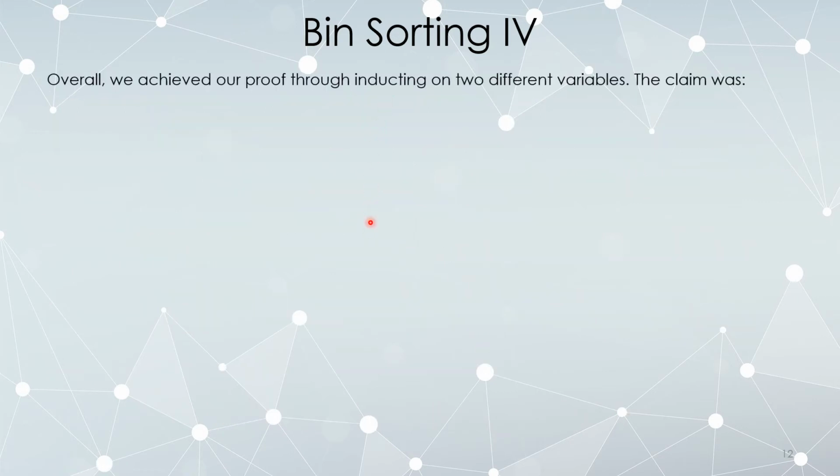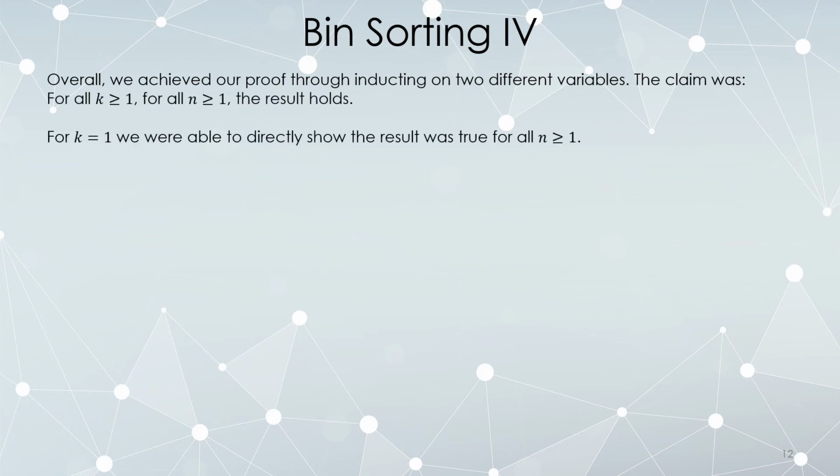So overall, how did we achieve this proof? The claim was, for all k, for all n, the result holds. For k equals 1, we simply showed it's true for any n. So there's our base case. For k equals 1, the remaining bit of the theorem holds for all n. Now we assume our inductive hypothesis: for k up to a certain point, the claim holds for all n.